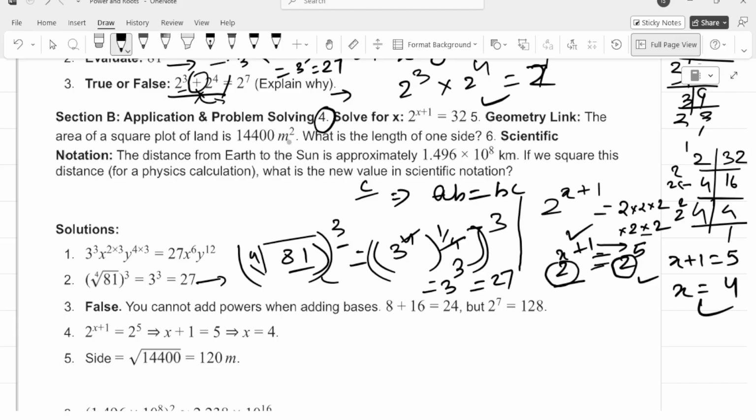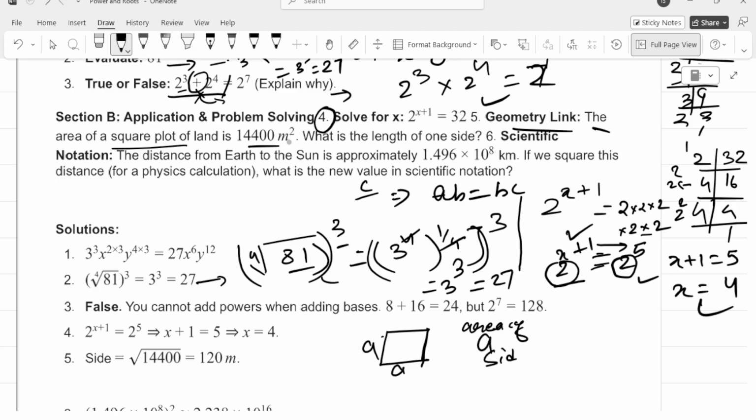Question 4, I explained. Geometric link, area of plot. The area of a square plot. Here is the square, with side A. So here, what is the formula for the area of a square?